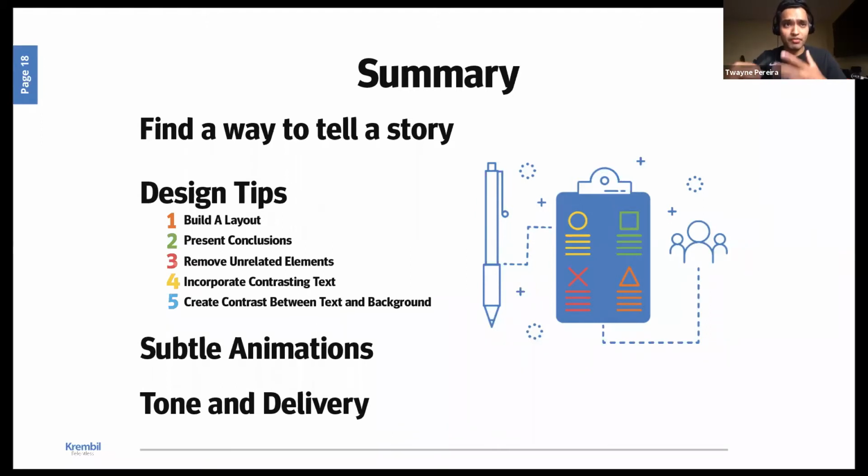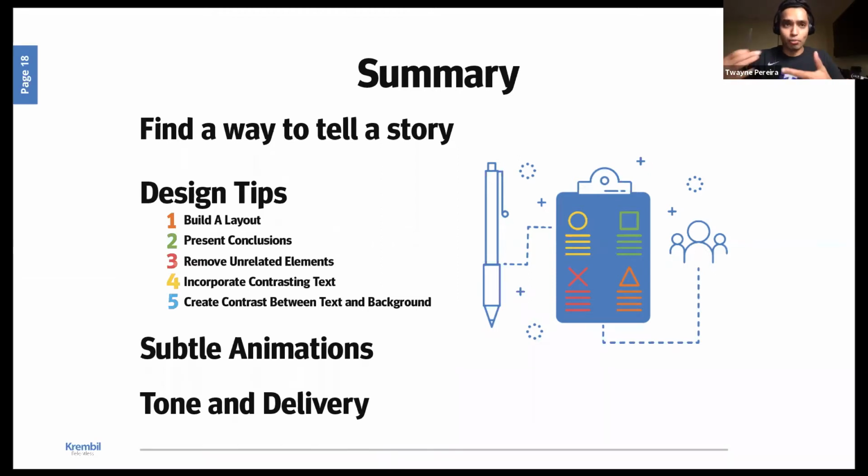The third thing is removing unrelated elements. This is the idea of not having a lot of text on your slides. Try and minimize your text where you can. If you find that you're typing out sentences upon sentences on your slides, go back and think about what you can turn into images or where you can reduce your text.